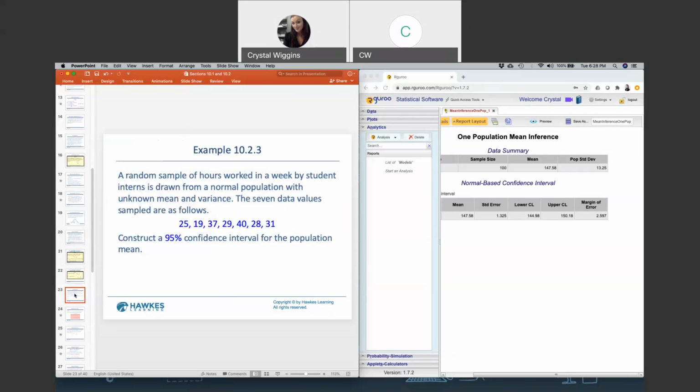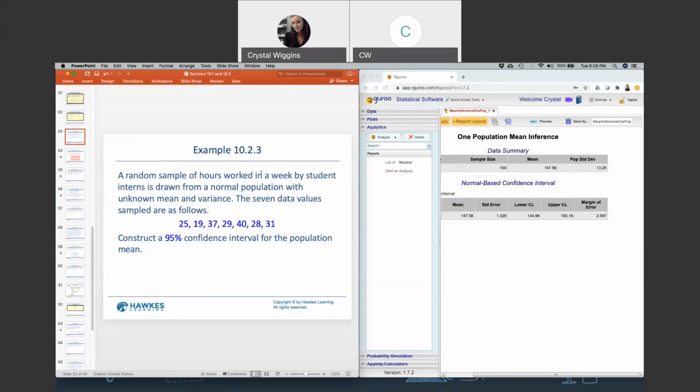For example, we're getting through this. A random sample of hours worked in a week by student interns is drawn from a normal population. We need to get very excited when we read this and pay attention to the fact that this is important. This means that our calculations will be valid no matter the sample size. Okay, so we have a normal population with unknown mean and variance. The 7 data values sampled are as follows. We need to construct a 95% confidence interval for the population mean hours worked in a week by students.